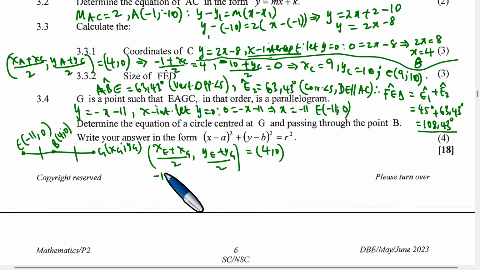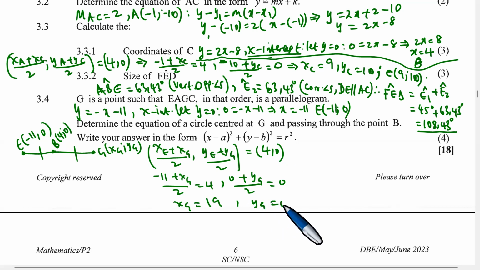XE is minus 11. X sub G out of 2 is equal to 4. Y at E is 0. Y at G out of 2 equals 0. Okay, so what is X sub G? This is 2 by 4, which is exactly 8. 8 plus 11 is 19. And what is Y sub G? Y sub G is also 0.